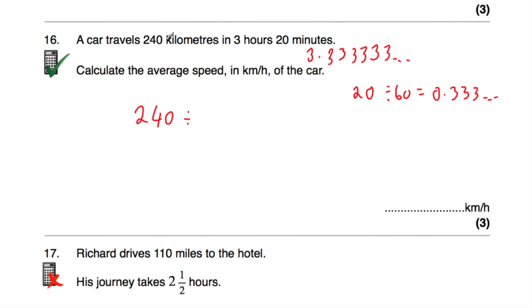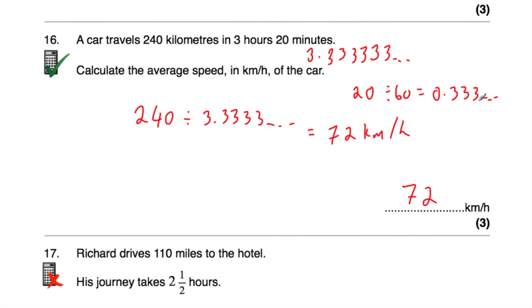Okay, so we now know that the car travels 240 kilometers in 3.33333 and so on hours. So we just need to divide the distance by the time, 3.3333 and so on, and see what we get. So if we type this into our calculator, 240 divided by 3.333 and so on, and I'm just going to type in loads of 3's, and I get that's equal to 72. So it's 72 kilometers per hour, and that's it. That's the speed of the car, 72 kilometers per hour.